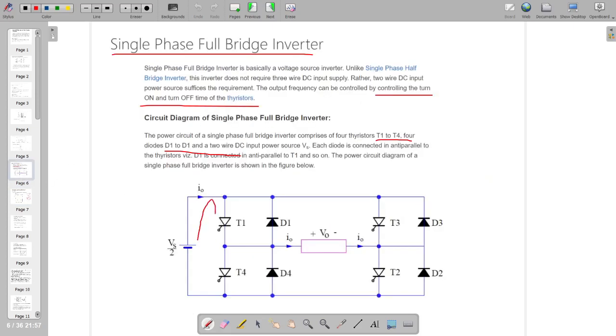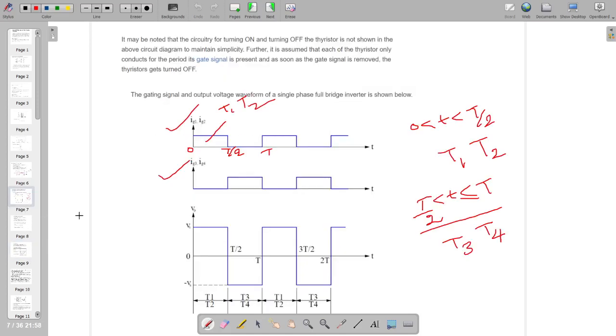So you can see the current flows through T1, the load, T2 and the supply. So apply the KVL equation in this loop. We will get V naught is equal to Vs by 2. So in the first period, 0 to T by 2, T1 and T2 are conducting. So that's why we are getting Vs.